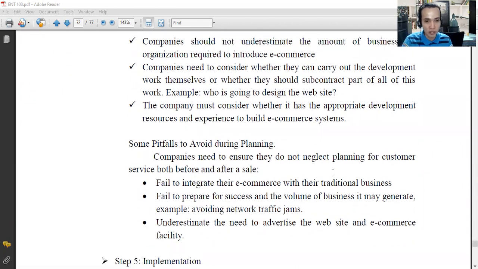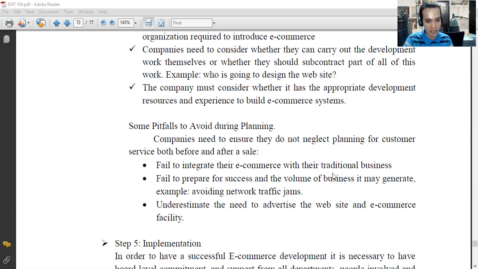Some pitfalls to avoid during planning. Companies need to ensure they do not neglect planning for customer service, both before and after a sale. Fail to integrate their e-commerce with their traditional business. Fail to prepare for success and the volume of business that it may generate, for example, avoiding network traffic jams, and underestimate the need to advertise the website and e-commerce facility.